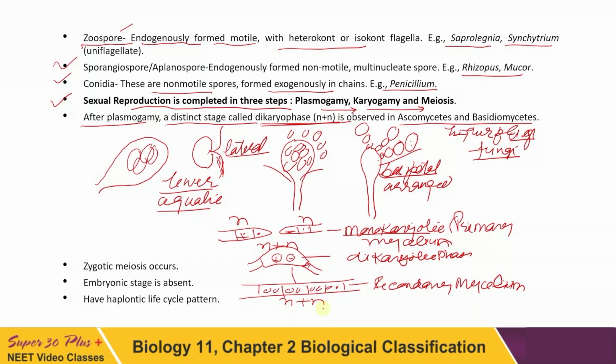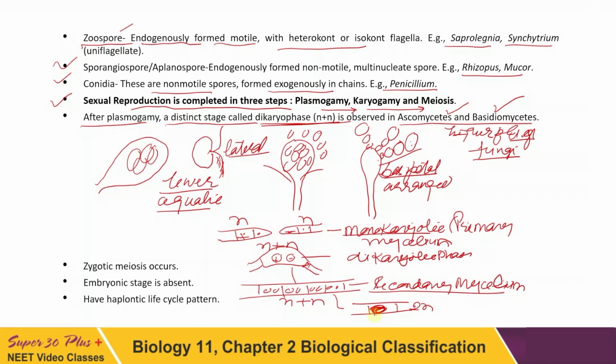During sexual reproduction, the two will get fused, and here a diploid stage will be obtained, which will be called 2n. Secondary mycelium, primary mycelium, monokaryotic or dikaryotic, you have to remember. The zygote is formed. Plasmogamy, a distinct stage, dikaryophase, I told you, is observed only in Ascomycetes and Basidiomycetes. In Phycomycetes, this is absent.